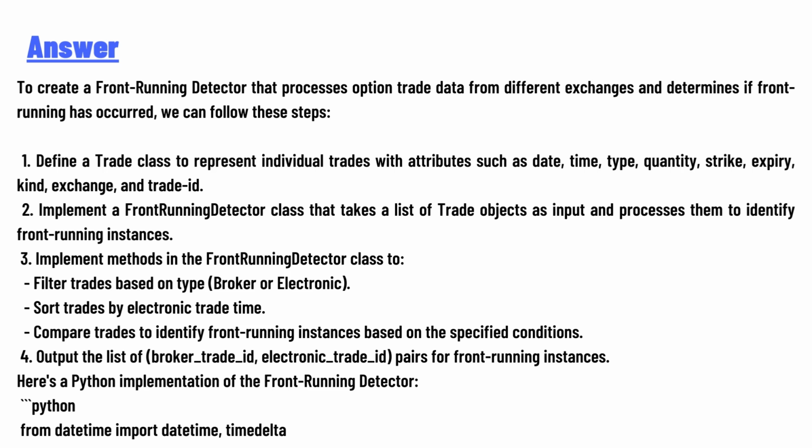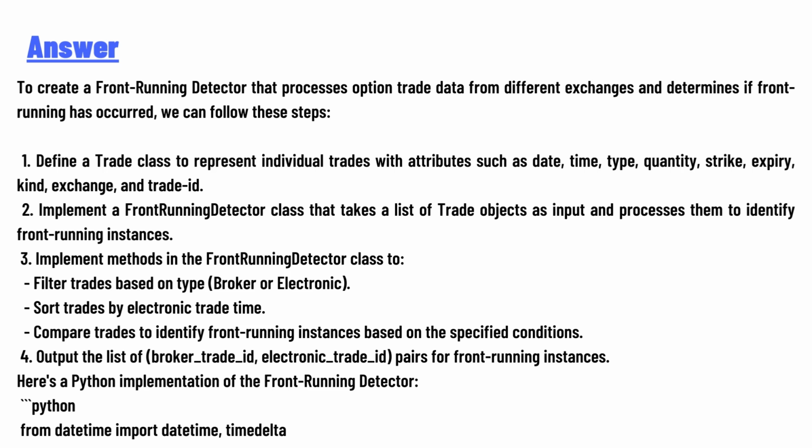Second, implement a front-running detector class that takes a list of trade objects as input and processes them to identify front-running instances. Third, implement methods in the front-running detector class to filter trades based on type, broker or electronic, sort trades by trade time, and compare trades to identify front-running instances based on the specified conditions. For output, return the list of broker trade ID and electronic trade ID pairs for front-running instances. Here's a Python implementation of the front-running detector.